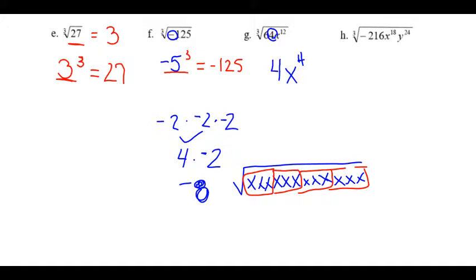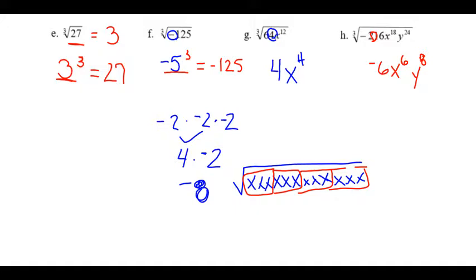All right, our last one here on this slide is the cubed root of negative 216, x to the 18th, y to the 24th. The cubed root of negative 216 is going to end up being negative 6. Then 3 goes into 18 6 times, so we'll have x to the 6th power. And 3 goes into 24 8 times, so y to the 8th power. And that's our final answer.